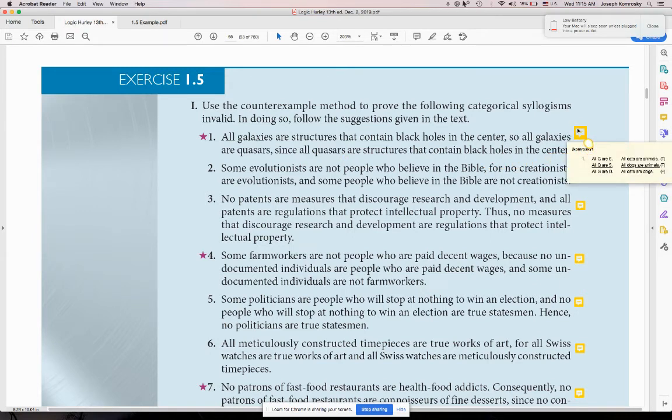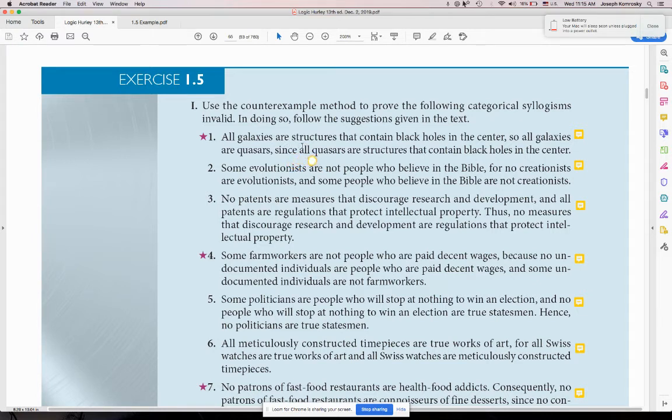If you can't see this, I'll read it to you, or you can enlarge it. You can pause it and take a picture and enlarge it. Premise 1: all G are S. Premise 2: all Q are S. Conclusion: all G are Q. What did I just do here? All G are S. All galaxies are structures. So this whole thing right here, up to that comma, we can symbolize with an S.